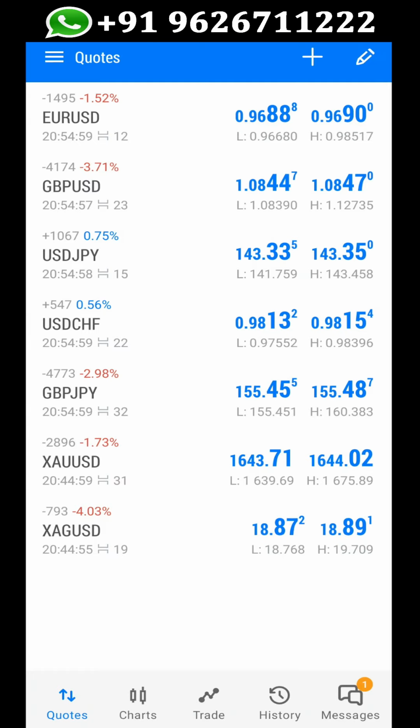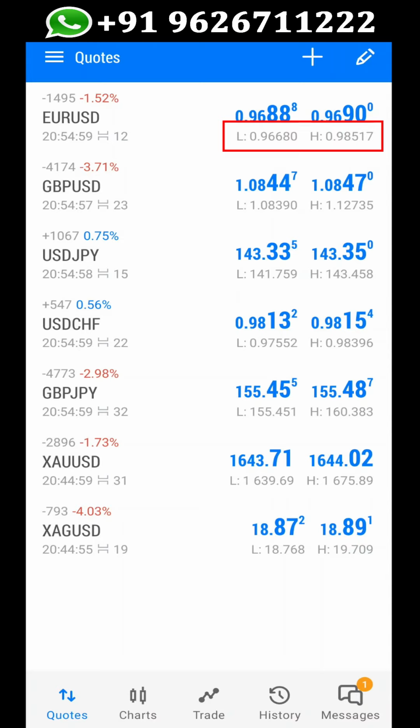So the buying price means the right side data, 0.96900. This is the buy value. 0.96888, this is the sell value. Okay, so at the current value of EURUSD, 1 euro versus US dollar, the buying rate is 0.96900 and the selling rate is 0.96888.